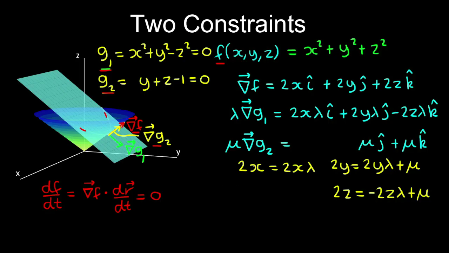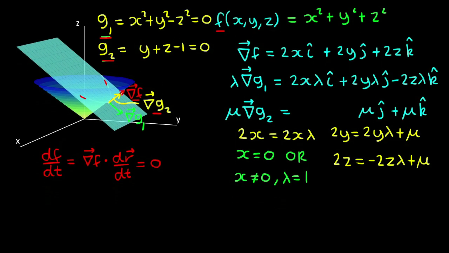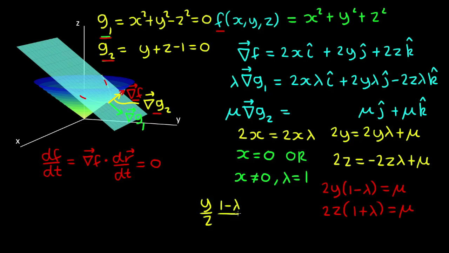Here we recognize that the first equation is satisfied when x is equal to 0, or where x is not equal to 0 and lambda is equal to 1. With the other two equations, we can do a bit of algebra and write 2y by 1 minus lambda is equal to mu, and 2z by 1 plus lambda is equal to mu. If we divide them, we get y on z by 1 minus lambda on 1 plus lambda is equal to 1, which eliminates mu, and therefore we can write y is 1 plus lambda on 1 minus lambda by z. From this, we can conclude that lambda is not equal to 1, so therefore we have x is equal to 0.